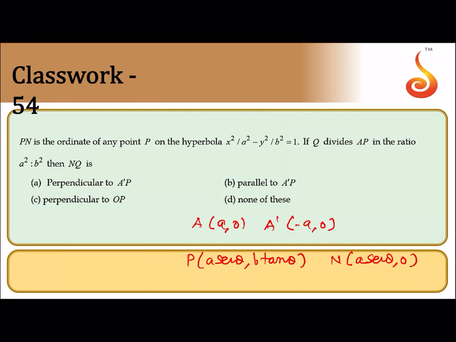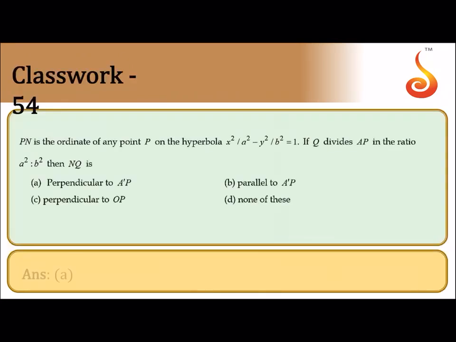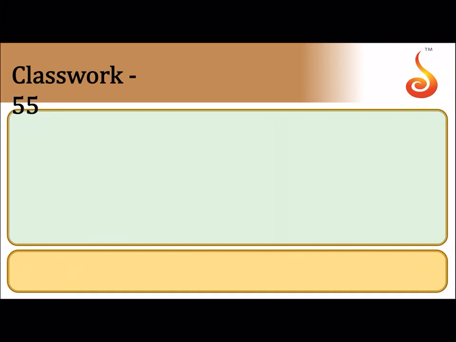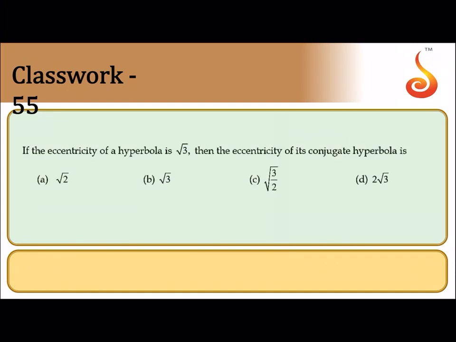So PN is the ordinate of P of a hyperbola. Q divides AP in the ratio a square by b square, then NQ is equal to? So A dash, I wrote P, we wrote, and N we wrote. Automatically you'll get an answer. Please try this one on your own. A dash P will be perpendicular.